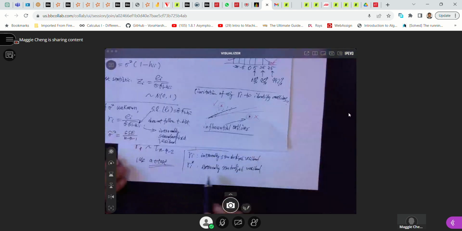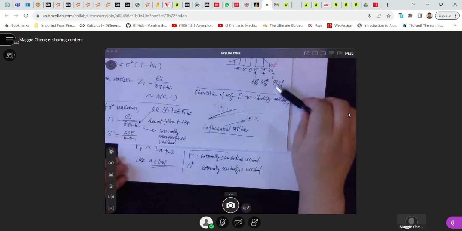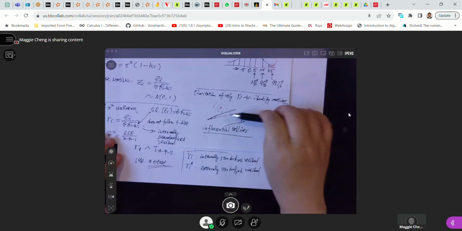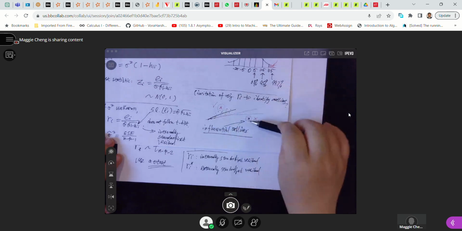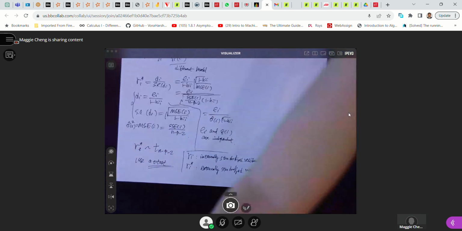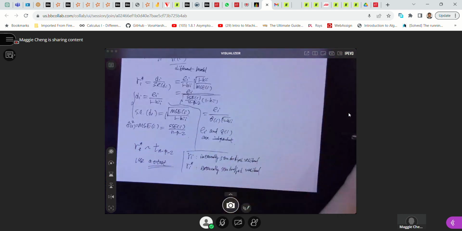The reason we call that externally standardized is because in order to detect if this data point is an outlier, I'm not using this data point to fit the model. I'm only using the remaining part. That's why it's external. But in the first Ri defined, we are actually using all the data points here. All right.